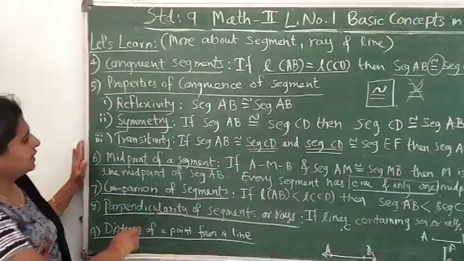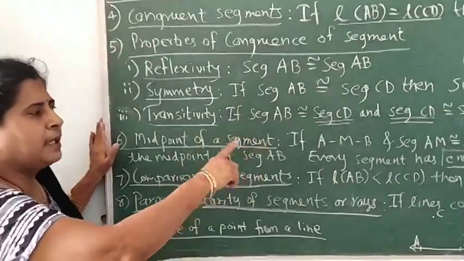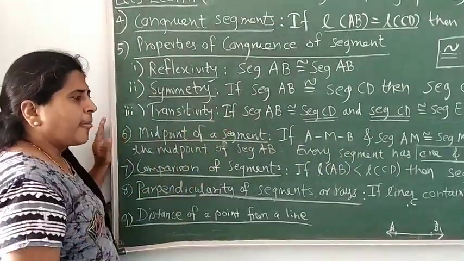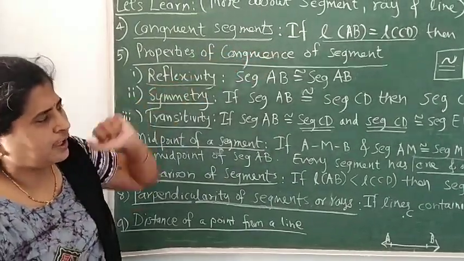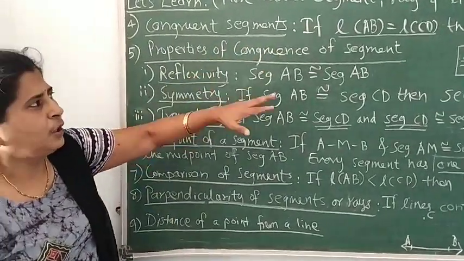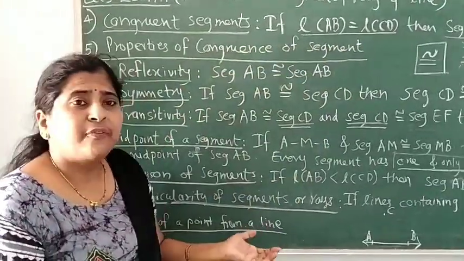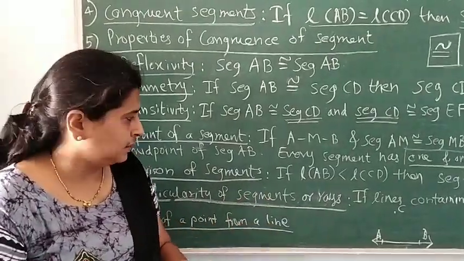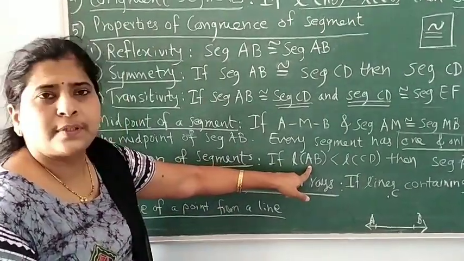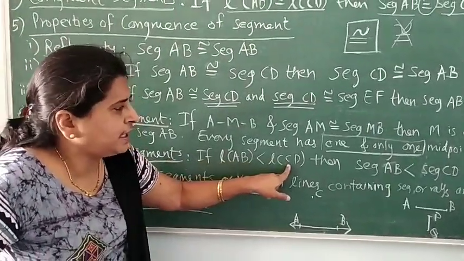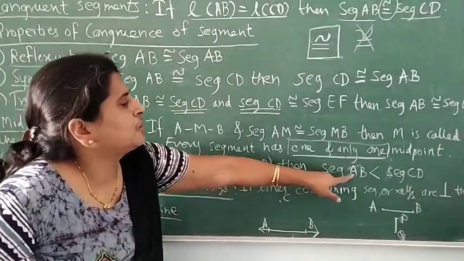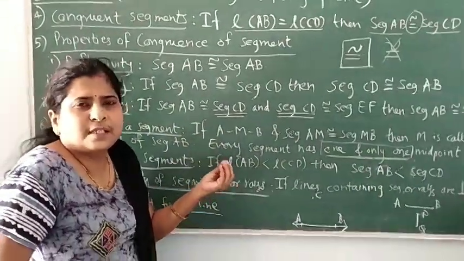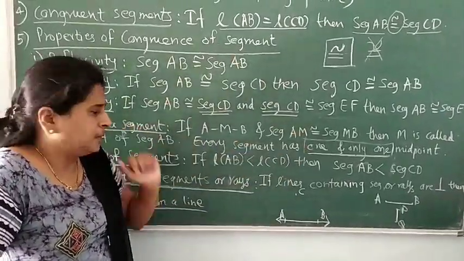Now come to the comparison of the segments. If we are comparing two segments and we find that they both are equal, then we can say they are congruent. If these two segments are equal, their lengths are equal, they are congruent. But if they are not equal, then what? Then there is a possibility that one segment is smaller than the other. So if the length of segment AB is smaller than the length of CD, then we can say segment AB is also smaller than segment CD. Very easy to understand. Whichever length is smaller, that segment is smaller than the other segment.